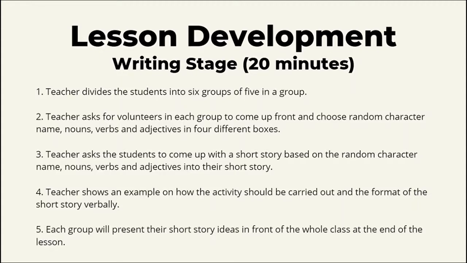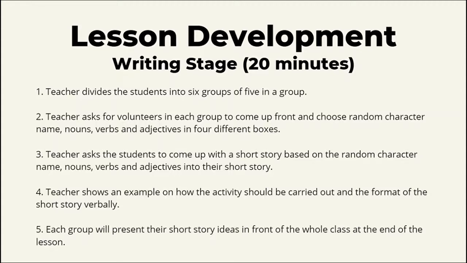For the lesson development in the writing stage, the time limit for this activity is only 20 minutes. First, the teacher will divide the students into 6 groups of 5, and then the teacher will ask for volunteers in each group to come up in front and choose random character names, nouns, verbs, and adjectives in 4 different boxes. So there will be 4 different boxes. Each box has different words.